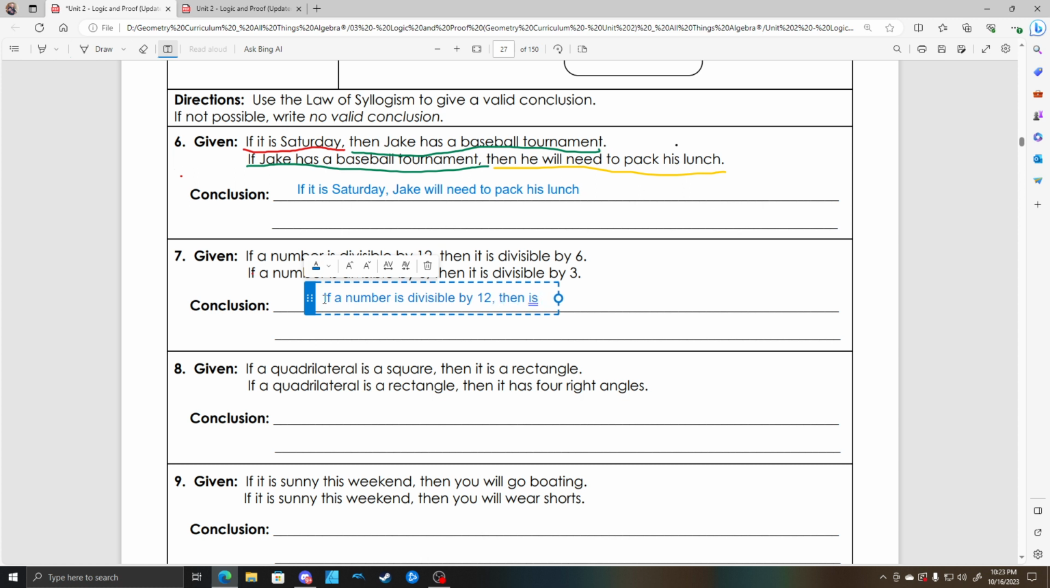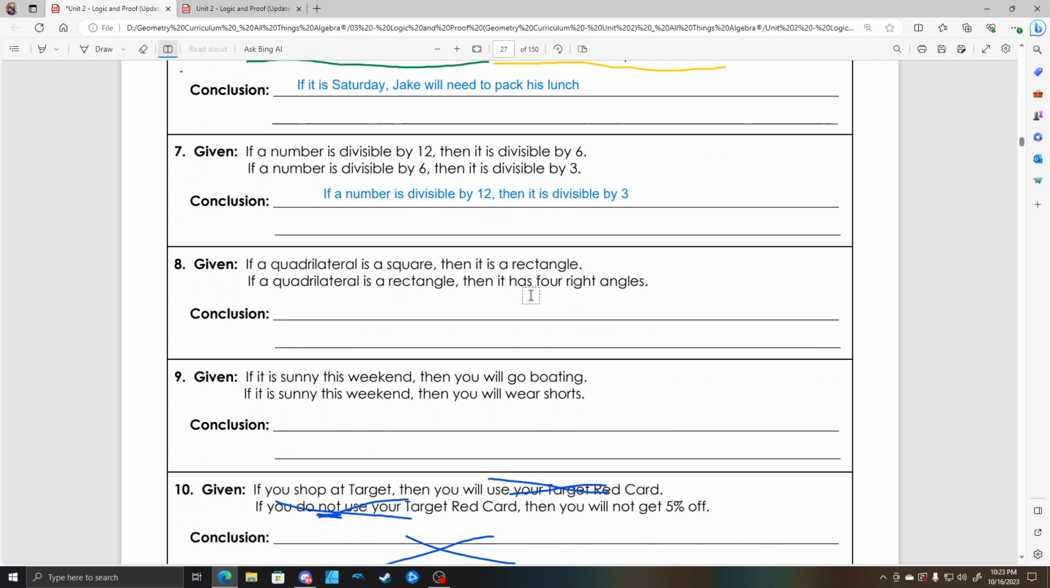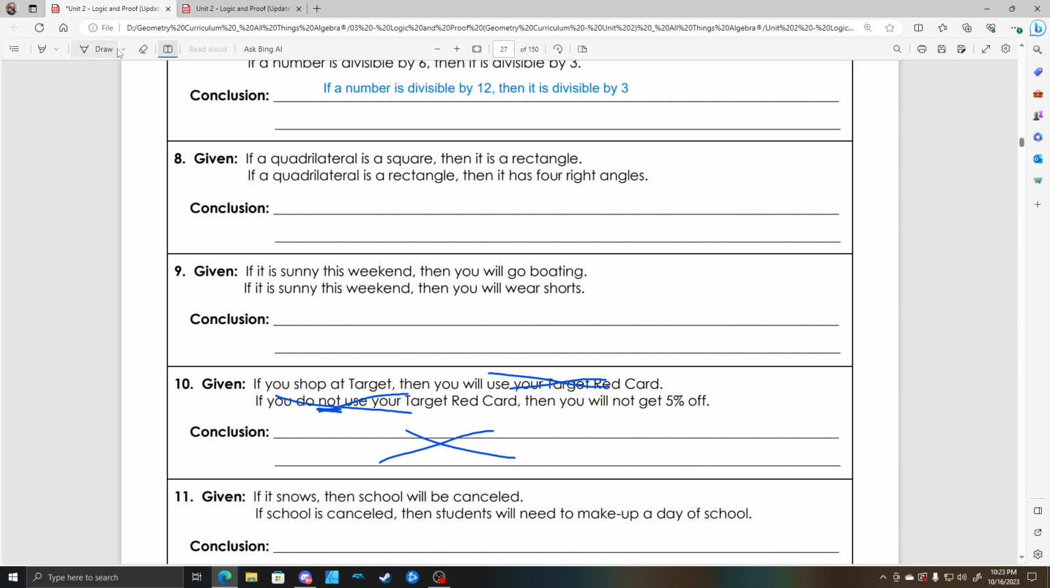then it is divisible by 3. Now this of course is a fact. Anything divisible by 12 is divisible by 3. But this is also the logical conclusion based off of our given statements. Because if a number is divisible by 12, it's divisible by 6. If a number is divisible by 6, it's divisible by 3, which connects these two in a logical way. So if a number is divisible by 12, then it must be divisible by 3 as well. All right, so let's go ahead and go down here to this one.